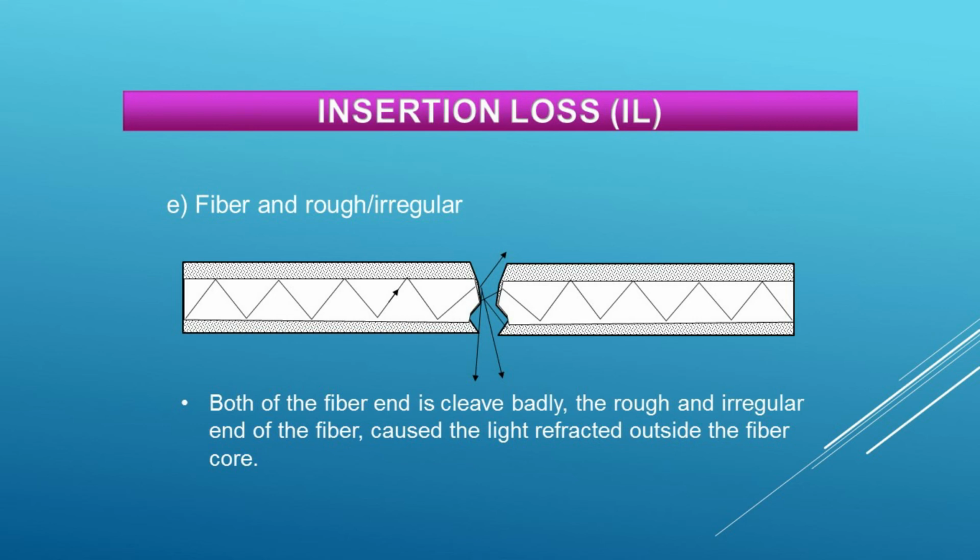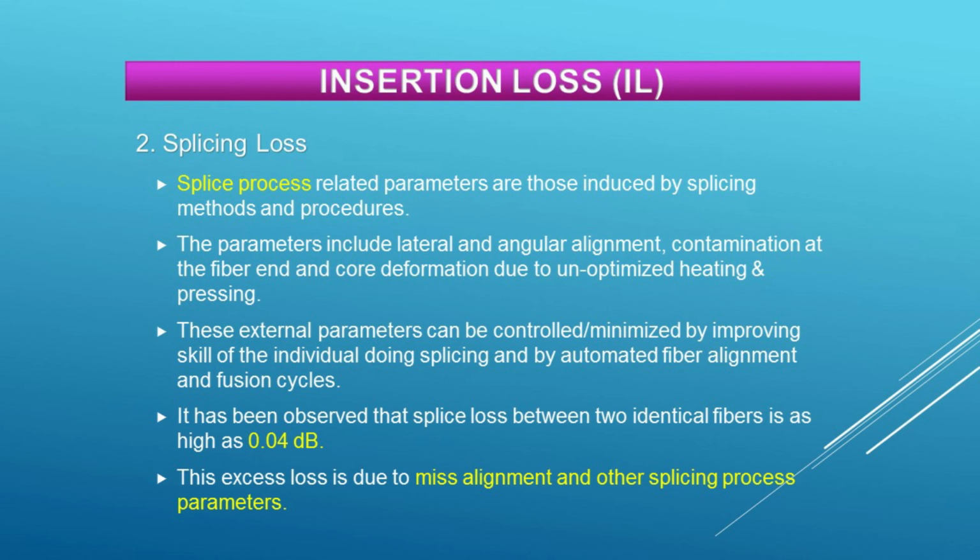2. Splicing loss. Splice process related parameters are those induced by splicing methods and procedures. The parameters include lateral and angular alignment, contamination at the fiber end and core deformation due to unoptimized heating and pressing. These external parameters can be controlled and minimized by improving the skill of the individual doing splicing and by automated fiber alignment and fusion cycles. It has been observed that splice loss between two identical fibers is as high as 0.04 decibels. This excess loss is due to misalignment and other splicing process parameters.